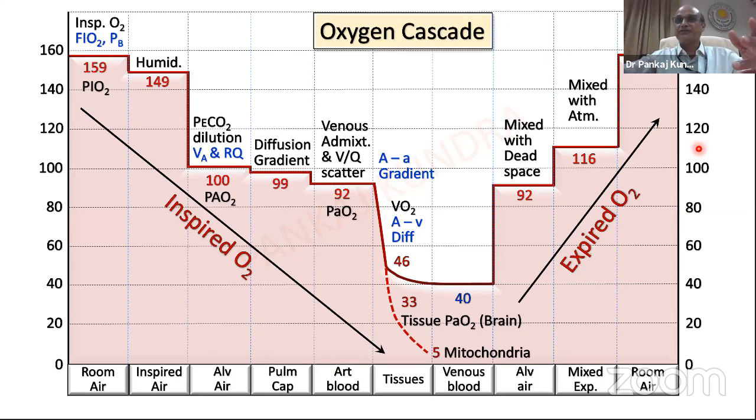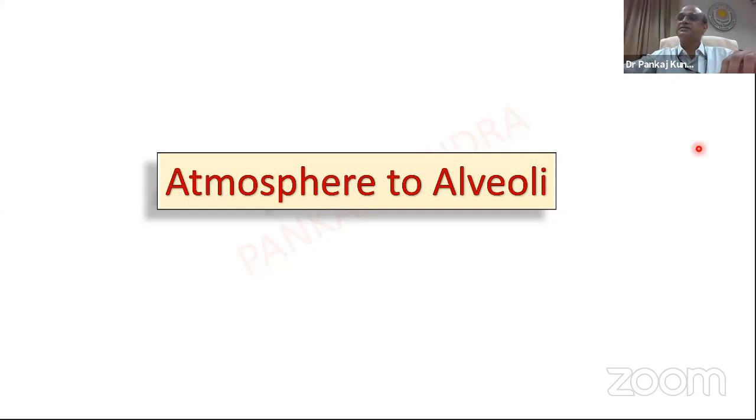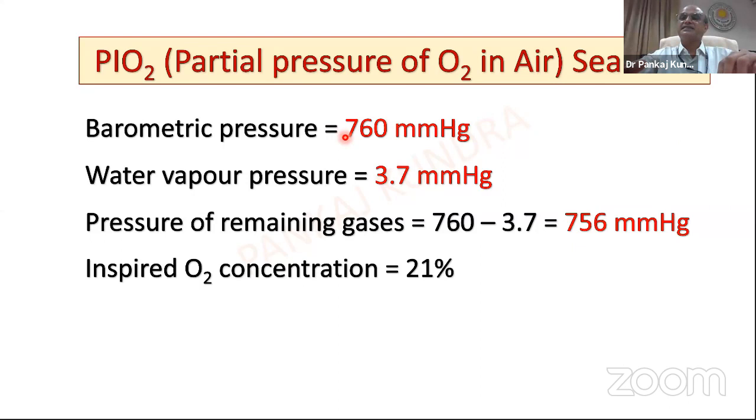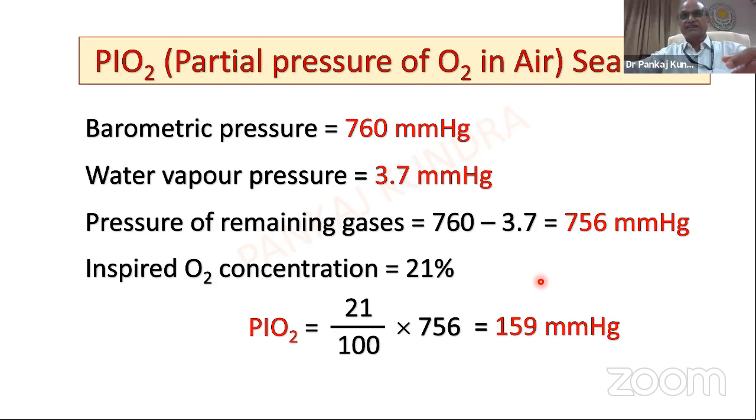Now, how does this happen? Let's consider the atmospheric to the alveoli transfer first. If we are at sea level, the barometric pressure is about 760 millimeters of mercury. Water vapor pressure is this much, and the inspired concentration is 21%. Now, how do we convert it? Just multiply it with the barometric pressure minus the water vapor pressure, and this is what we get. So that's the partial pressure of oxygen we breathe in from the atmosphere.